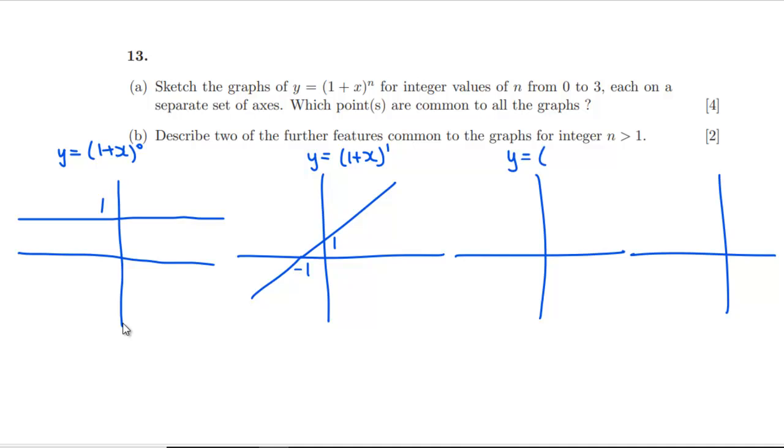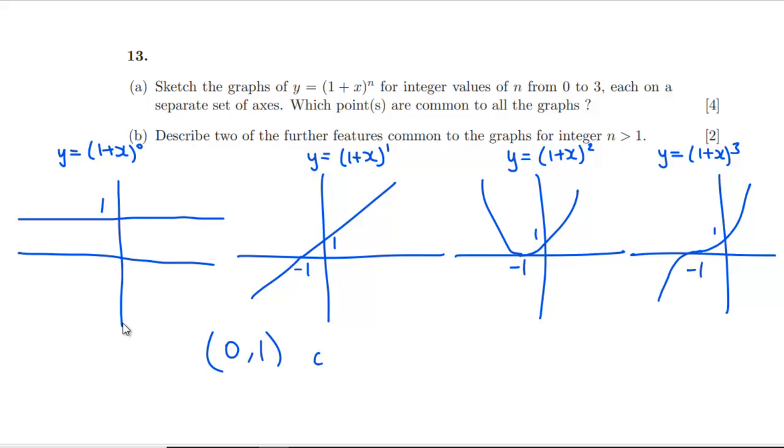Then we've got y equals 1 plus x all squared. So again, we're just shifting everything across to the left by 1. So that's that one. And then we're going to have the same shift to the left again for our cubic. They're all going through 1. So the only common point is 0, 1. 0, 1 is our common point. So that was a fairly straightforward set of 4 marks.